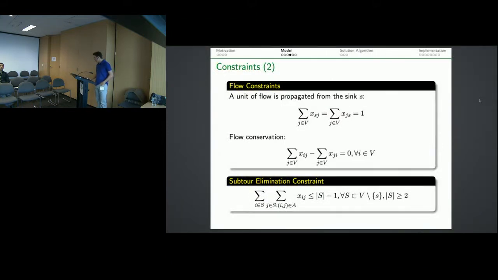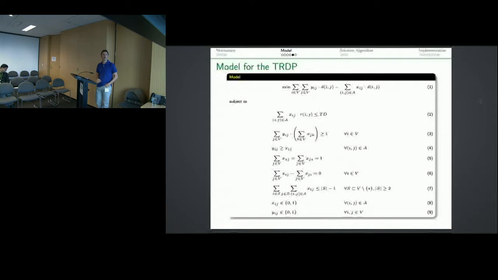And the obtained model can be summarized as a mixed integer quadratic program. Although the objective function is linear, we have a quadratic constraint, number two, and an exponential number of constraints because of the subtour elimination procedure.